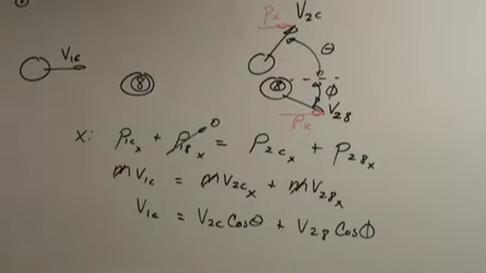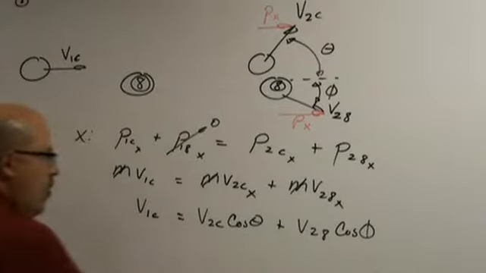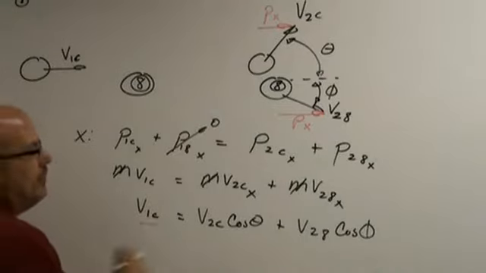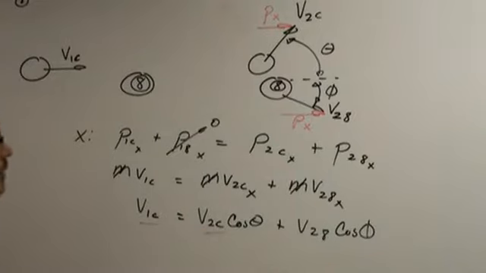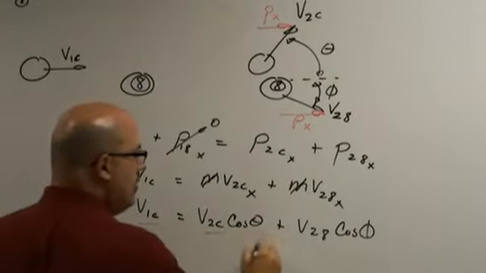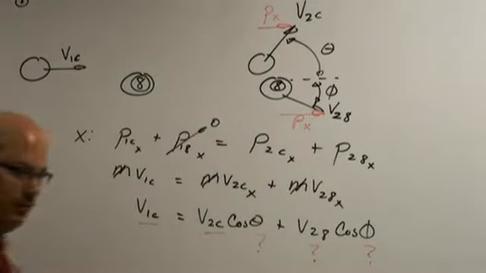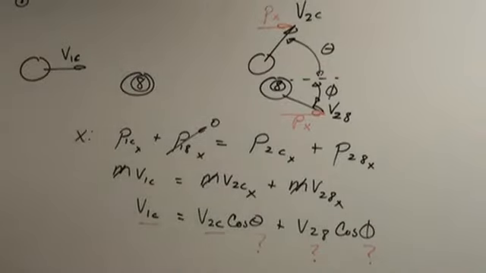All right, so what ones do we know? We know that one, we know V2C, and we know that one. That's it. And we've got unknowns here, here, and here. Are you kidding me? Three unknowns. So we do it the other way. So let's try the y direction and see what it says.